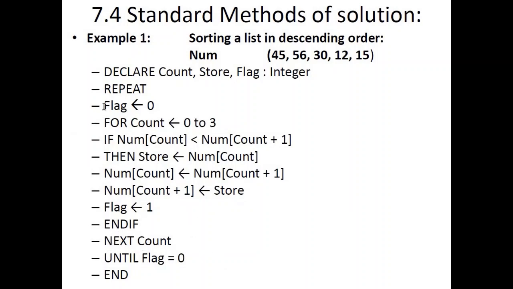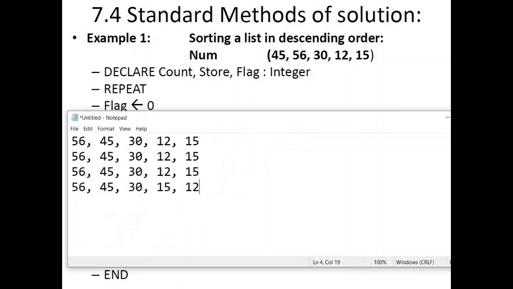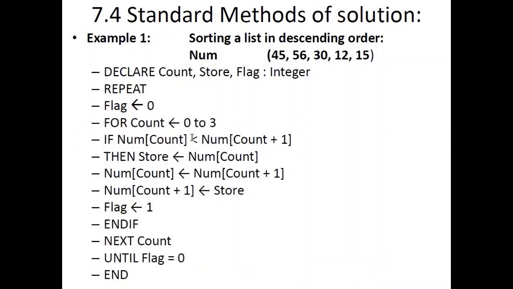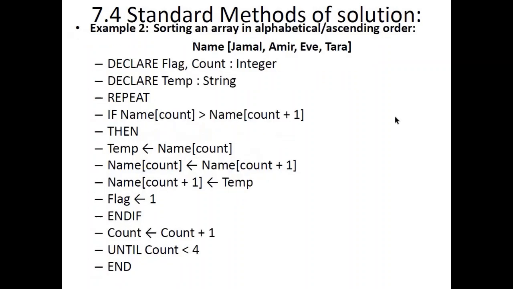And if next count, there is no need for next count, then we are going to go back to repeat, and then flag would become 0, and when flag would become 0 again, the repeat loop would also be ended, and end. All of the members of the array have been sorted in descending order. If it was to be sorted in ascending order, we would simply change this operator from less than to greater than sign. Rest of the algorithm would remain same.